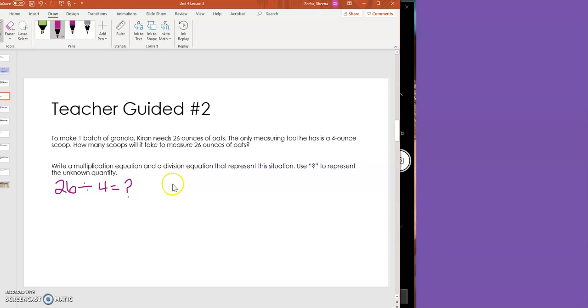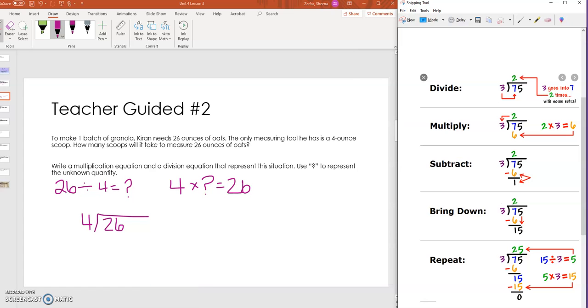To flip that to multiplication, we would say 4 times what number will give me 26. This is a little bit more difficult because we don't have our whole numbers. This is not one of the multiples. So I'm going to have to set this up as division. So 4 will be divided into 26. I want to think about the steps to division, and I'll keep those notes there open.